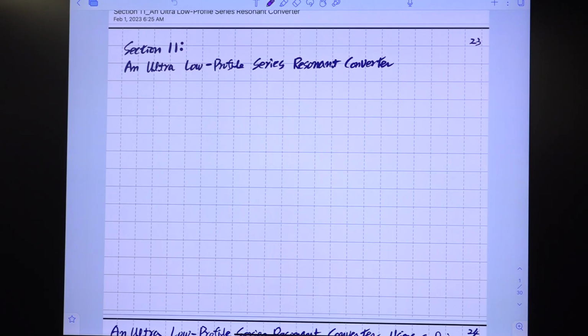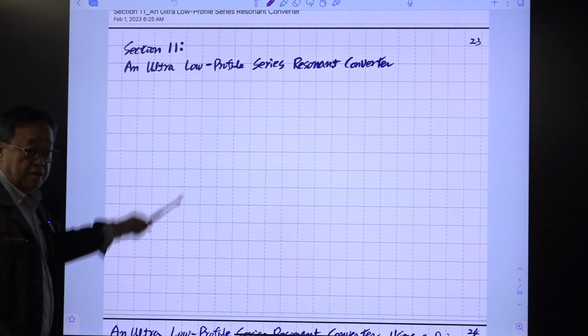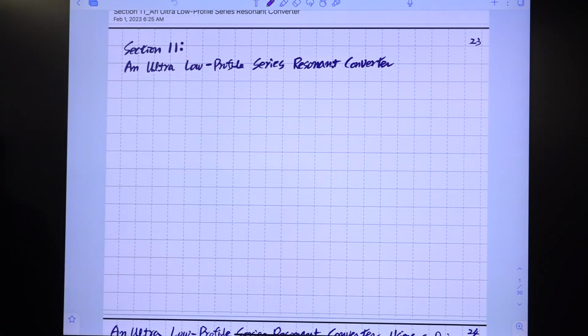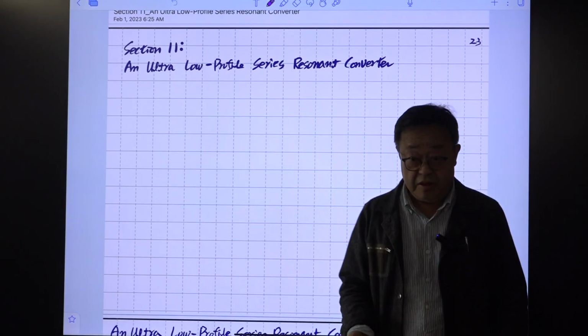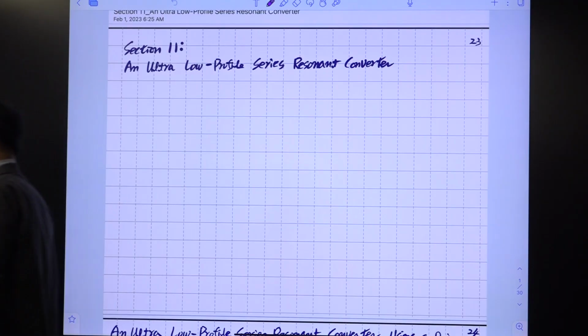All right. So the topic of this is an ultra low profile series resonant converter. I posted 2 reference papers on this topic. One is about this one, and the other one is the connectionless charging circuit for cellular phones. All right. So that might be good to review everything.